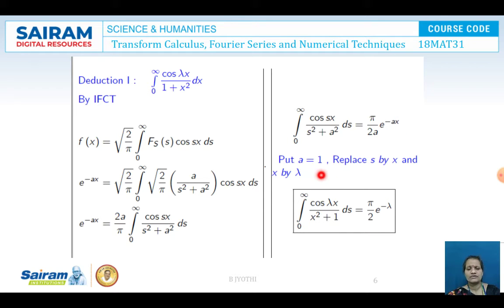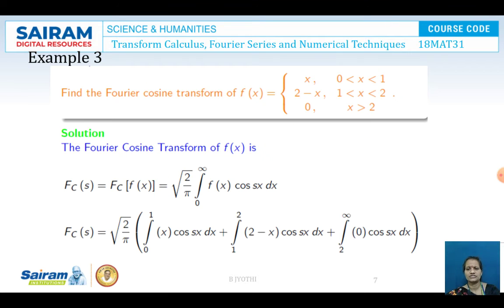Now put a as 1, replace s by x and x by lambda. Then what we are getting is integral of cos of lambda x divided by x squared plus 1 into dx is given by pi by 2 into e power minus lambda. This is the required deduction.